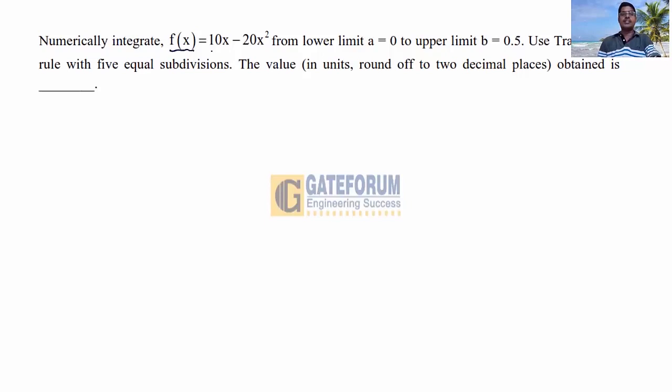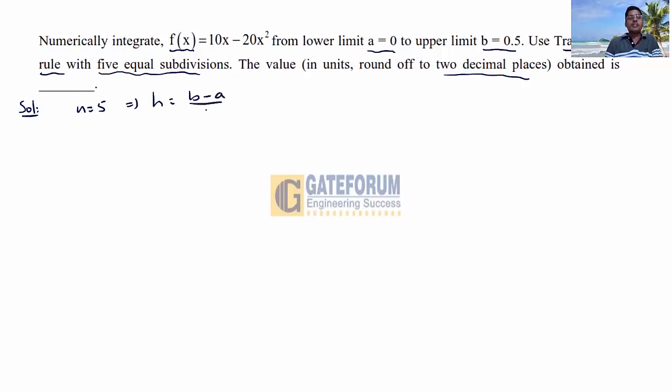So the integrand is given, 10x minus 20x square, a value lower limit, b value upper limit mentioned, trapezoidal rule mentioned, n value 5 subintervals, subdivisions, 2 decimal places. So these are the main terminology. So first n is equal to 5, which implies the formula for h, the length of each subinterval, is b minus a by n. So 0.5 divided by 5, which is equal to 0.1, sorry, is the length of each subinterval, that is after dividing closed interval AB into n equal parts.